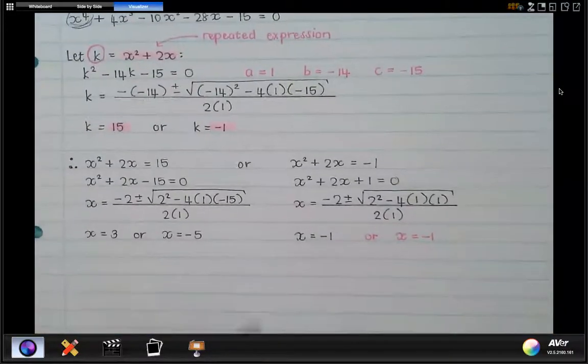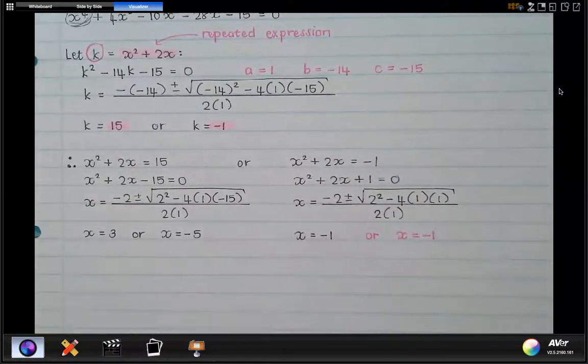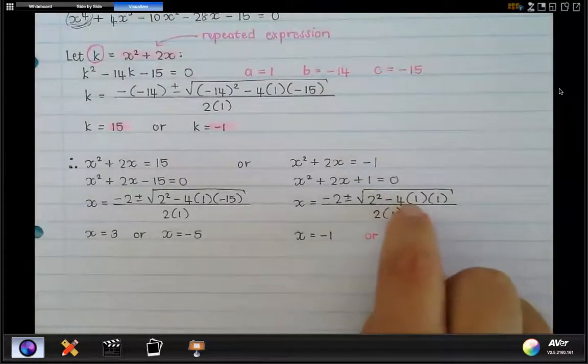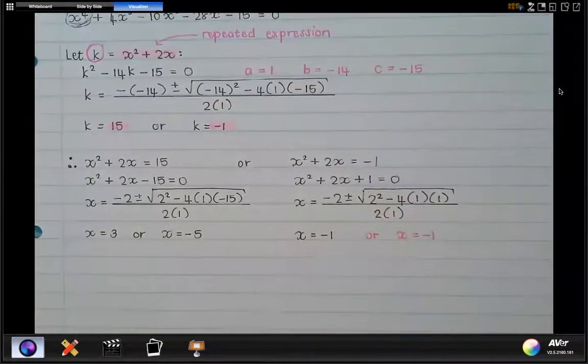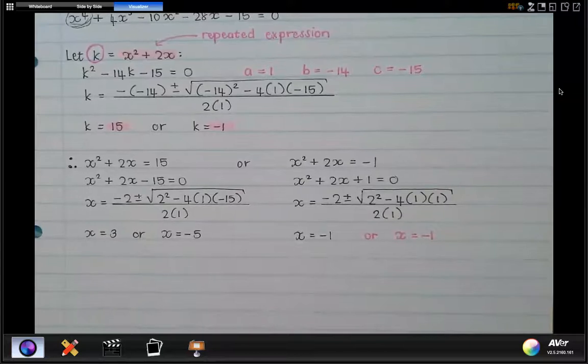Now, we haven't actually seen this happening before, but we have spoken about it. Remember when we spoke about the nature of the roots? We said if delta, remember delta is the value that is under the square root in your quadratic formula, if delta is equal to 0, you will get equal roots. You will get equal answers.